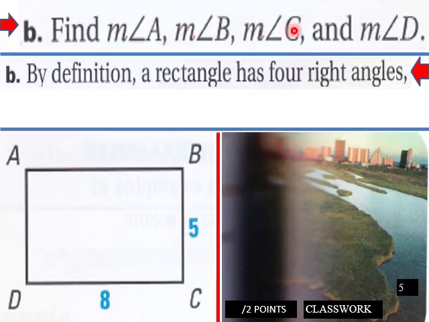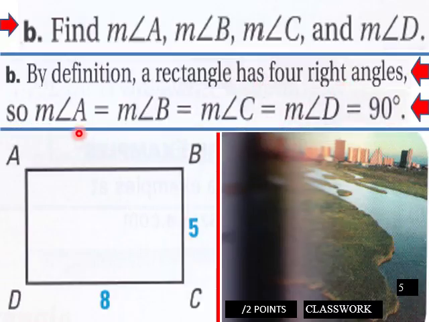find angle A, B, C, and the measure of angle D. By definition, a rectangle has 4 right angles, so they all equal 90 in here.